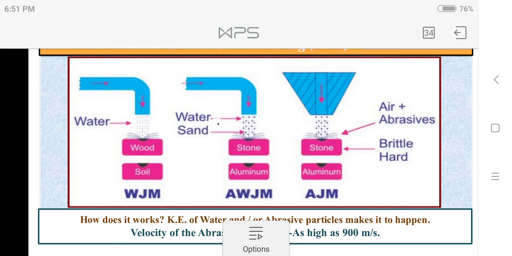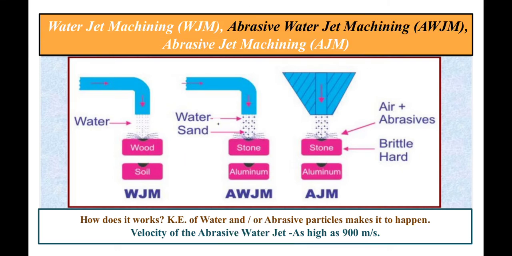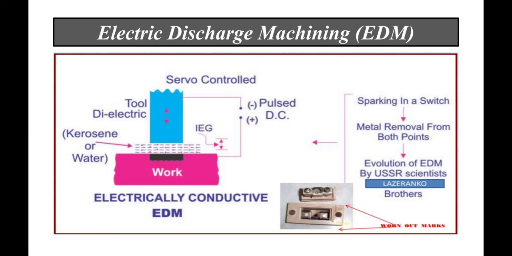Here the kinetic energy of water and abrasive particles makes it possible to remove the material, and the velocity of the abrasive water jet is as high as 900 meters per second. Now there is another process called electric discharge machining. Let us see how it evolved.